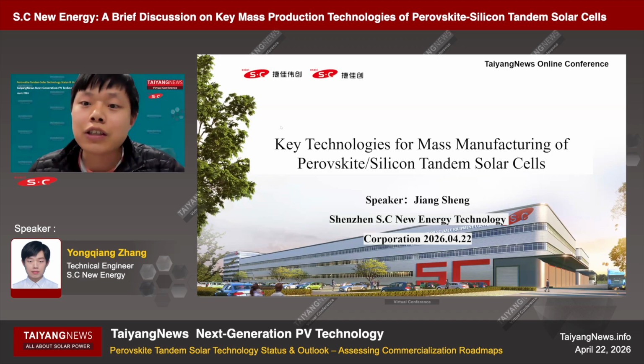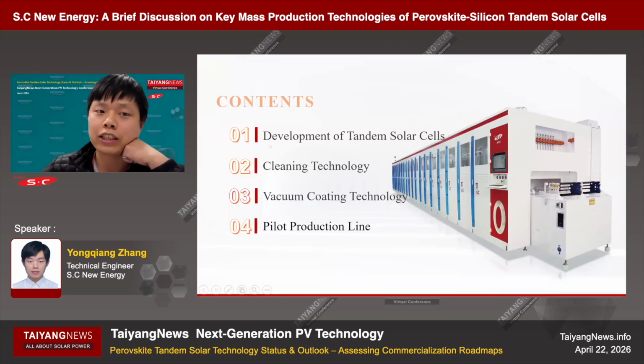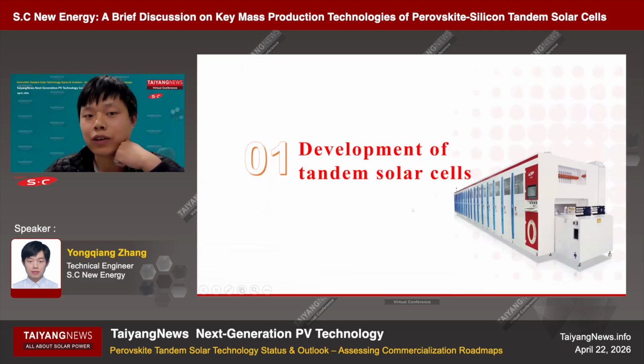The title of this report is key technology for mass manufacturing of perovskite-silicon tandem solar cells. This report includes four parts. First, I would like to introduce some development of tandem solar cells. Second, we want to introduce some cleaning technology. Next, some vacuum coating technology. Last, we want to show something about our perovskite pilot production line. The first part is the development of tandem solar cells.